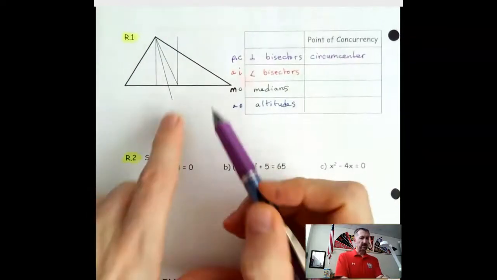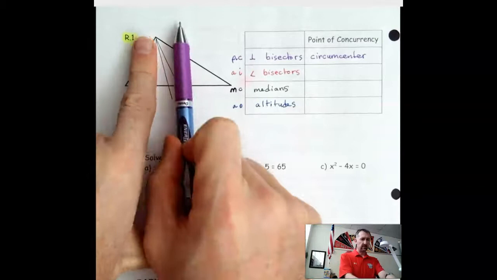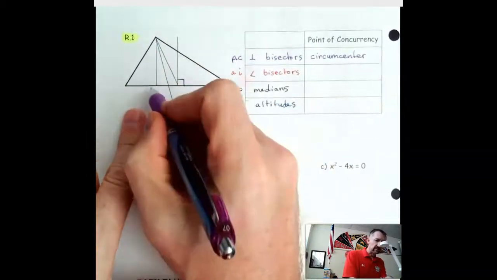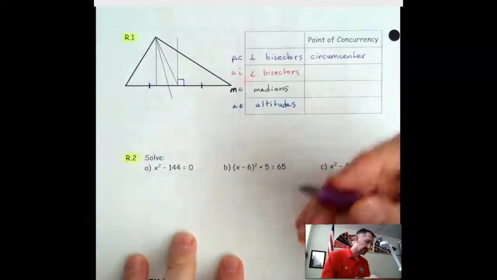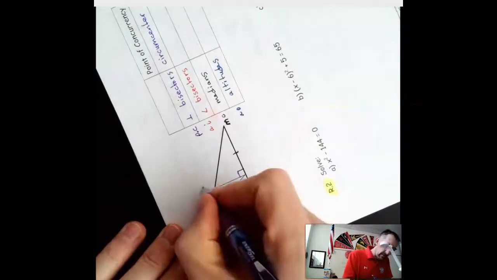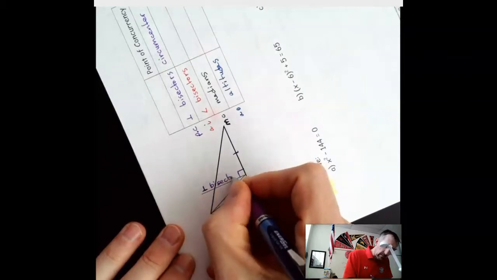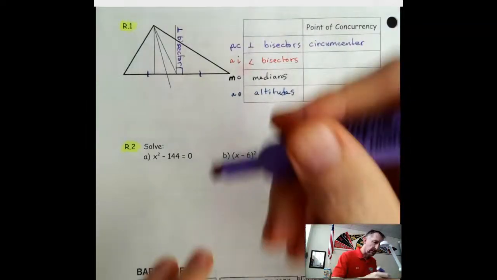Okay, so perpendicular bisectors. It needs to be at a right angle, so these are both perpendicular, but it needs to bisect. If you look at it, it looks like that bisects that. So that would be, I'm going to write that over here, the perpendicular bisector. Okay, so I could highlight that too, maybe.